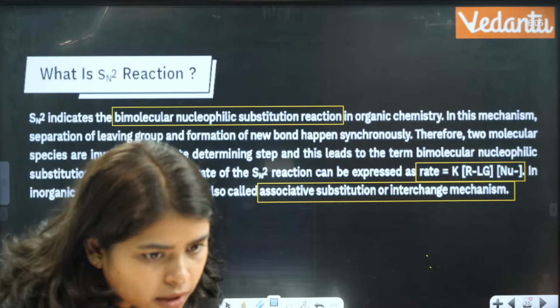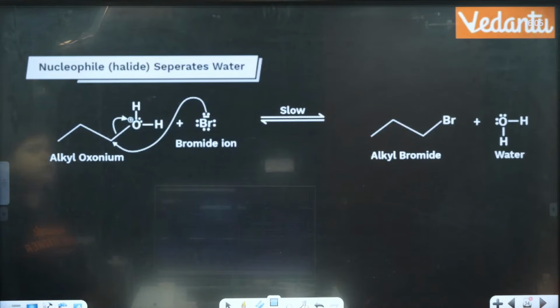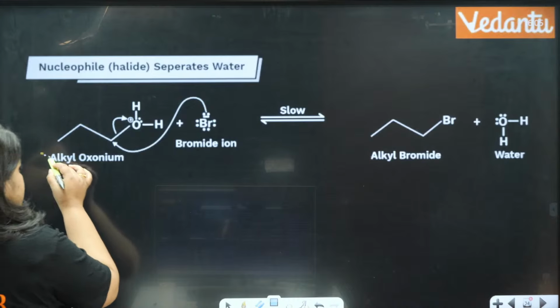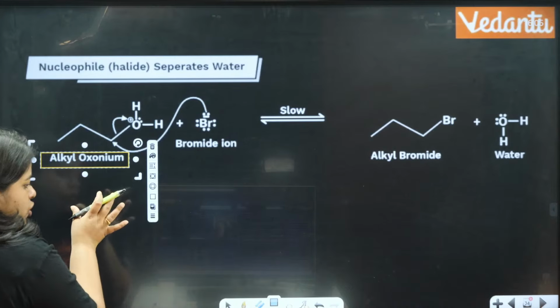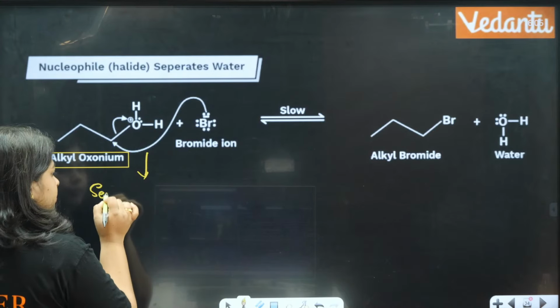Okay, hi Somashekar. The first step is the nucleophile, also called a halide, which is going to separate the water. The first process forms an alkyl oxonium, and the alkyl oxonium separates the water. Okay, it will separate the water.